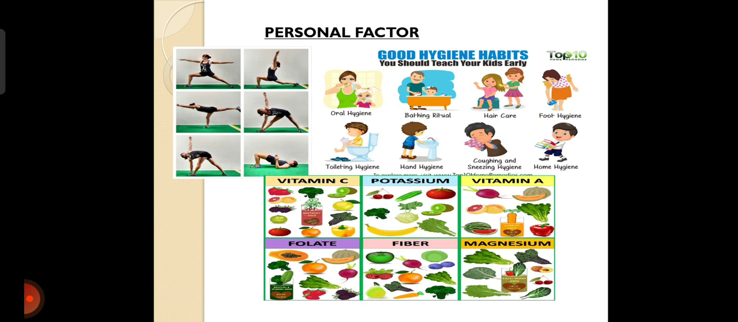Also, the fruits and vegetables which we eat form part of the personal factors. We include all types of vitamins and minerals, which we get from all colorful vegetables and fruits. These are our own individual responsibility of eating well, doing exercise, and keeping ourselves hygienic. So these are the personal factors.